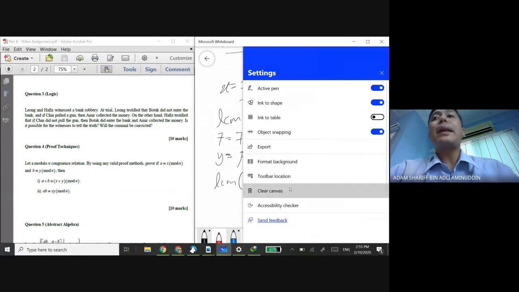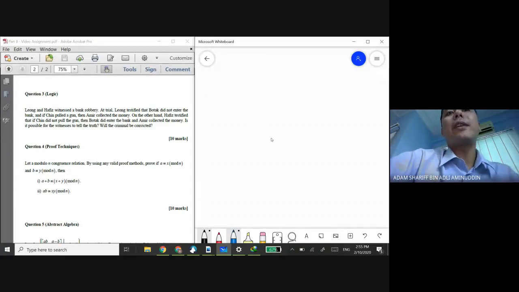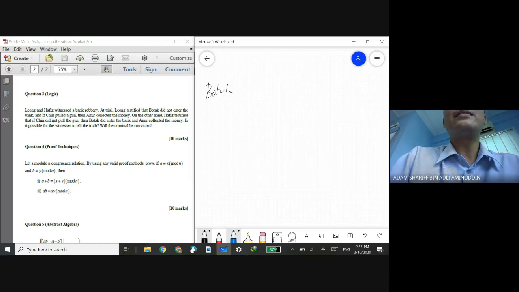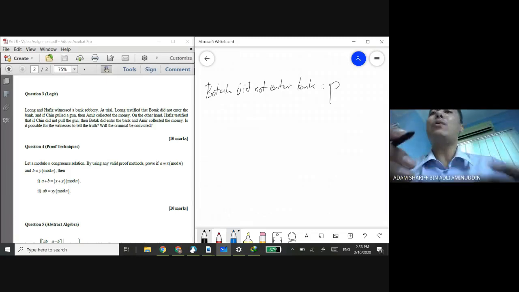Now I explain what happens in this question. Okay, Leong and Hafiz witnessed a bank robbery. At trial, Leong testified that Botak did not enter the bank. So assume, okay, Botak did not enter. There are various ways to do this question. Some students see not here, they directly put not P, for example. But you can also put P. Doesn't matter, because when Botak enters the bank, it will be not P.